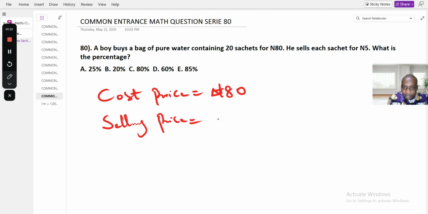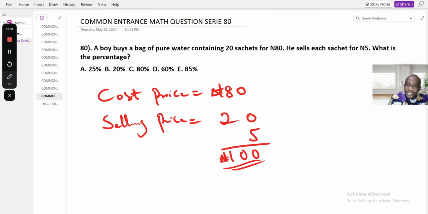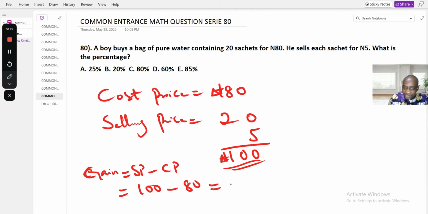It's going to be 20 sachets of water sold each for 5 naira. 5 times 0 is 0. 5 times 2, 10. It means that he sold everything for 100 naira, and he bought the 20 sachets of water for how much? 80 naira. It means that he makes what gain? What is the boy's gain? The gain will be selling price minus cost price. What is the selling price? 100 naira. What is the cost price? 80 naira. It means that the boy makes a profit of 20 naira.